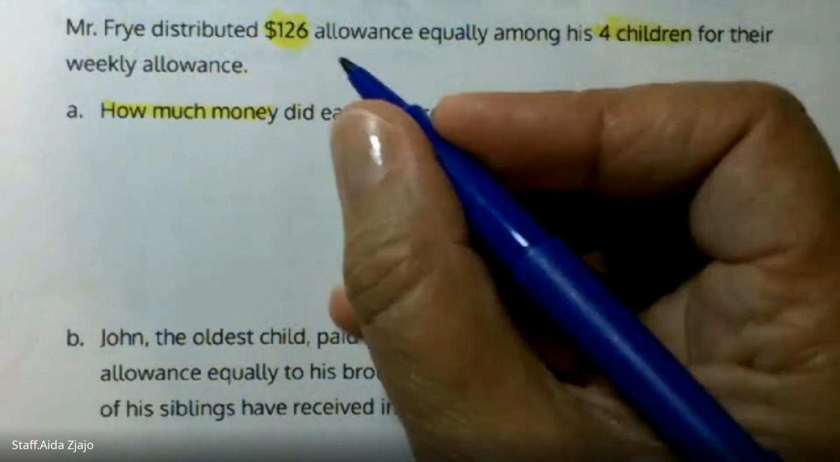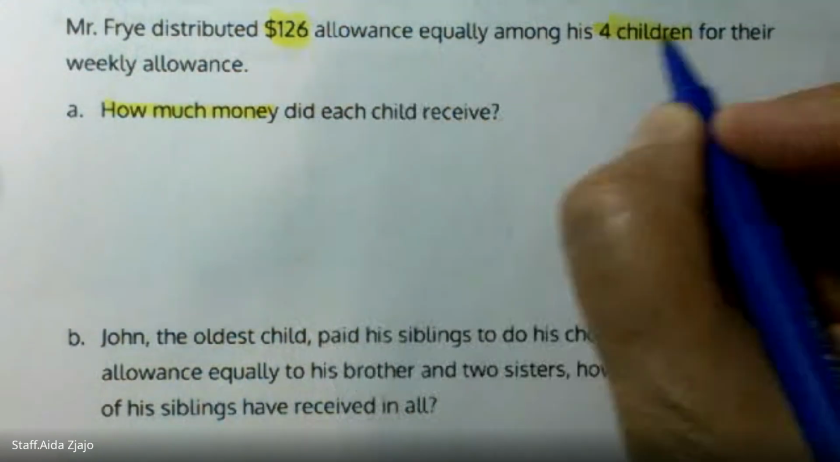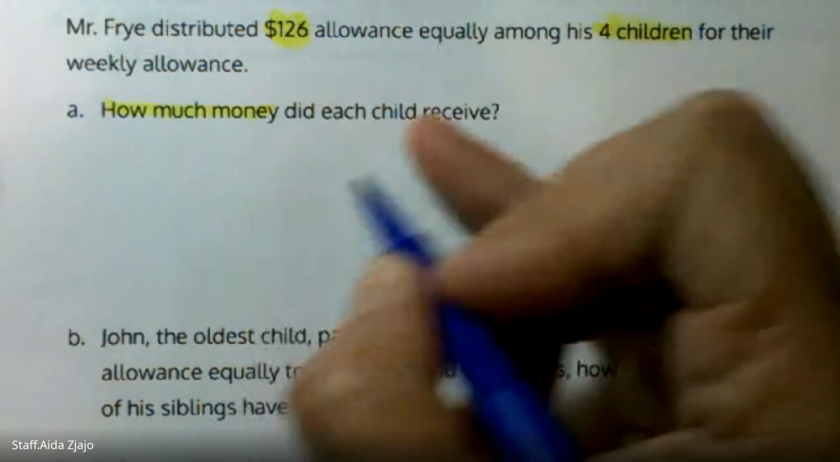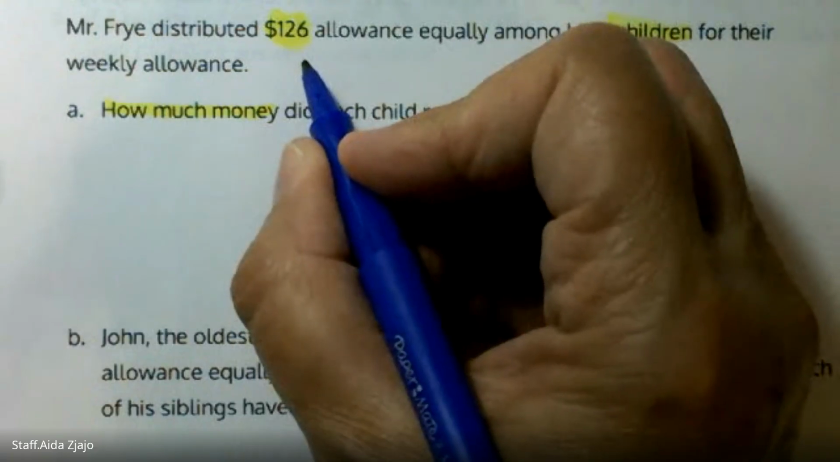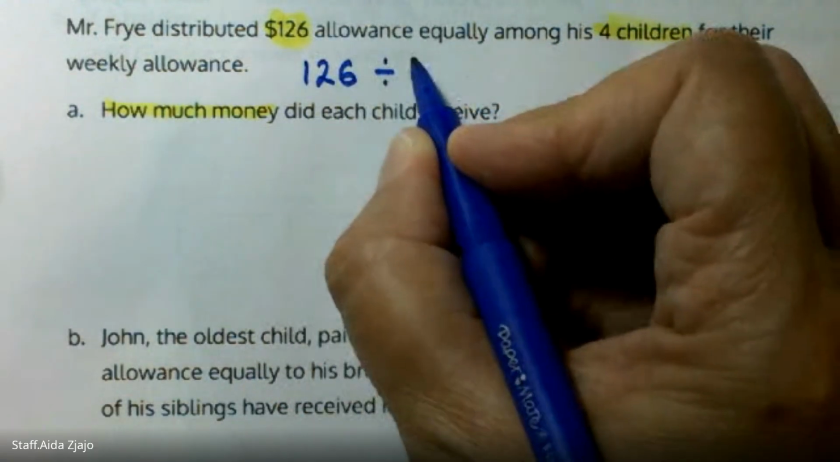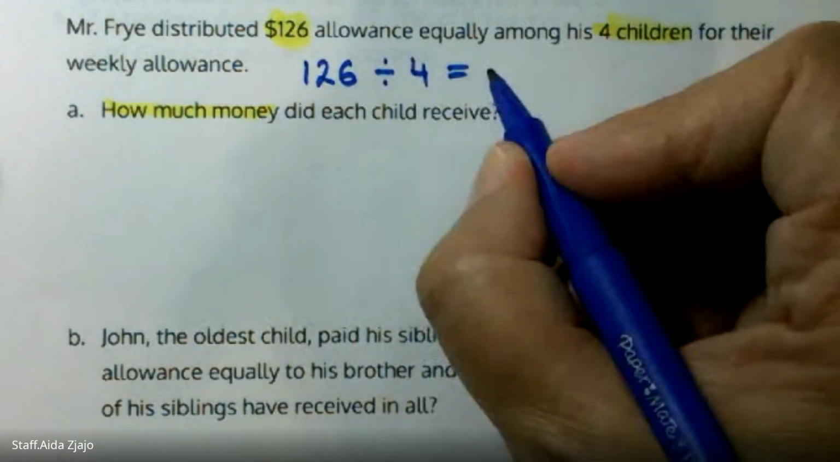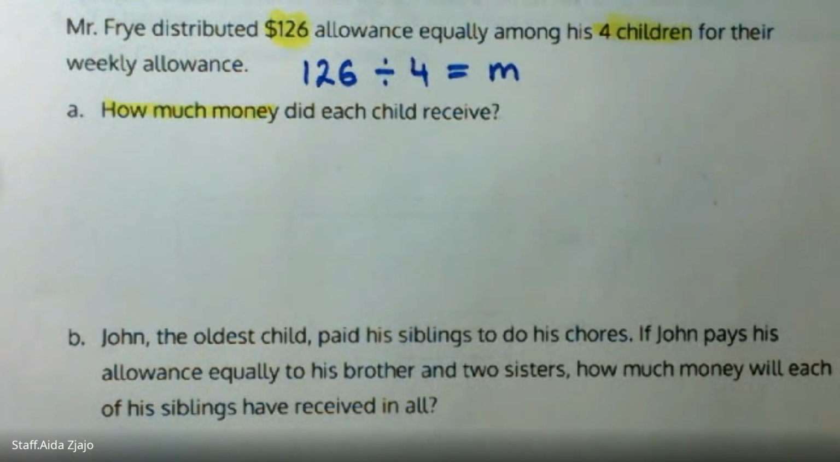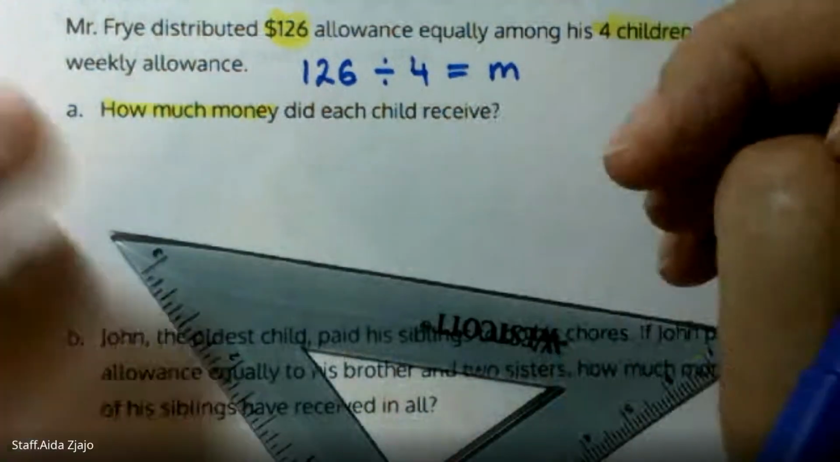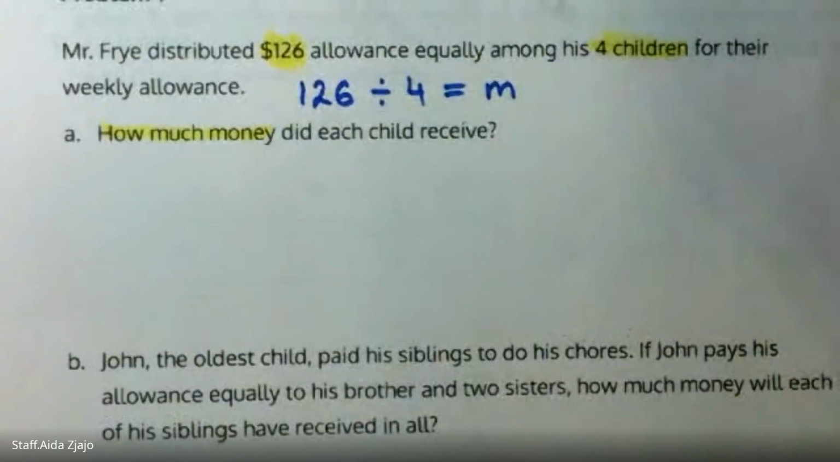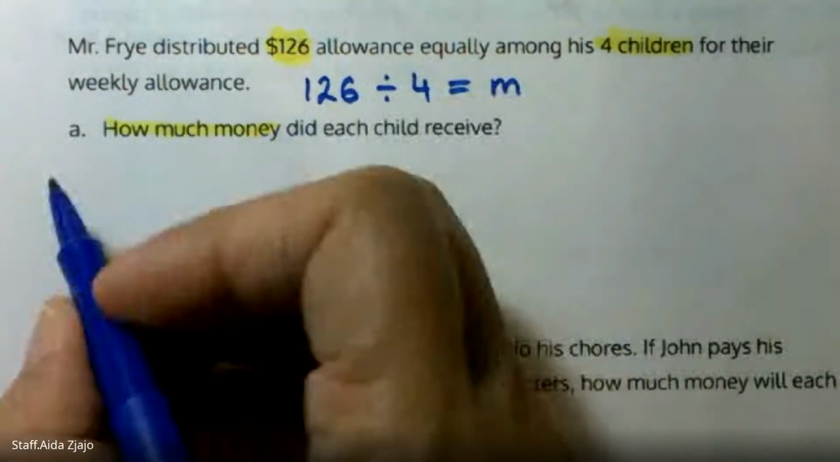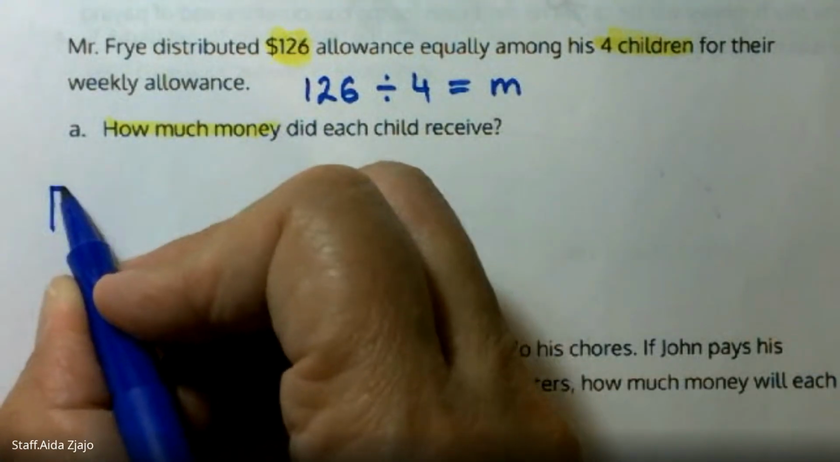So there are 4 children, and they need to get some of that money. That means we will do 126 divided by 4 children, and we will have m as how much money each child will receive. We can use a standard algorithm, or we can think about dividing with maybe an area model. But let's try the standard algorithm first.